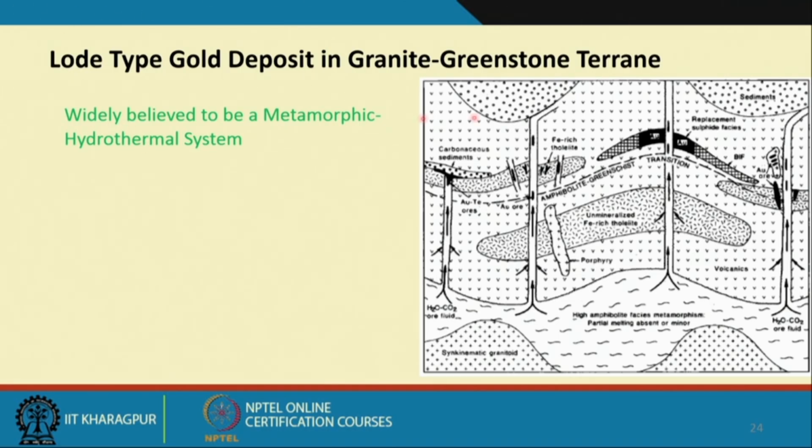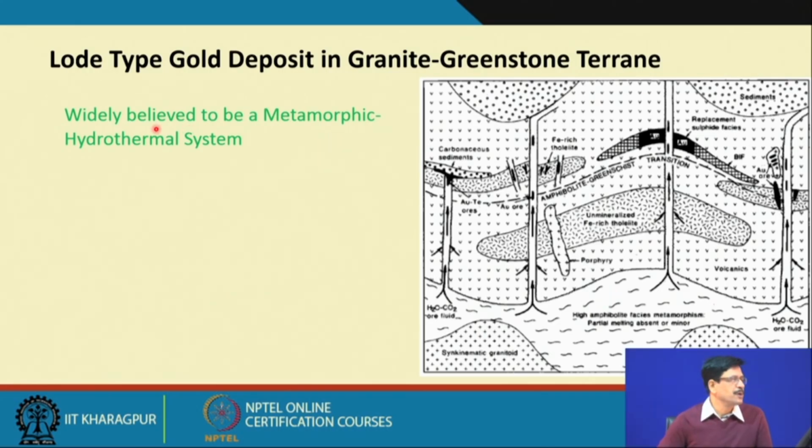We will be switching over to this particular class of, but a very important class of hydrothermal deposits, which are the lode type gold deposits in many older cratonic blocks in the world, like the Abitibi province in Canada, Dharwar Craton in India, the Yilgarn block in Western Australia, Barberton mountain range in South Africa, and so on. So these are the lode type gold deposits in granite greenstone terrain.